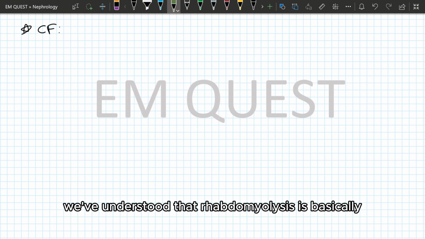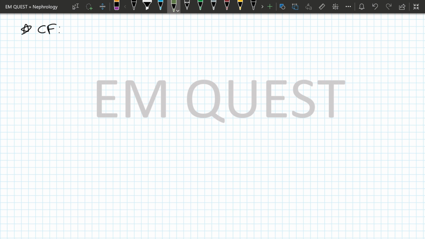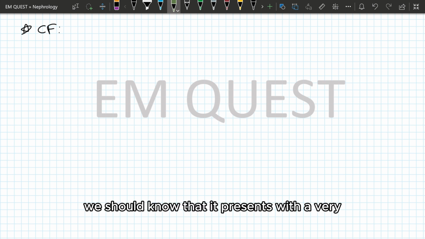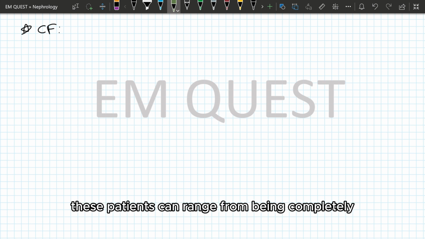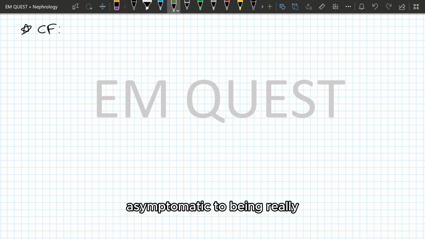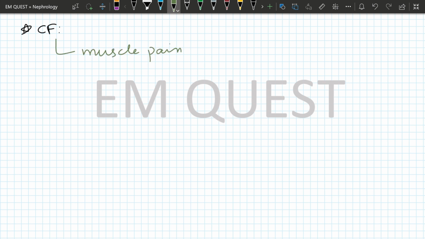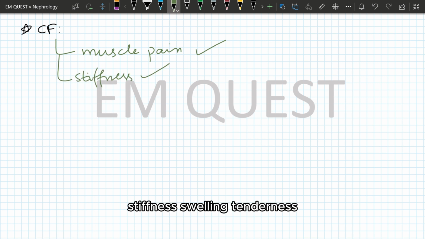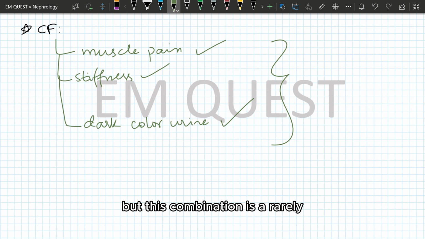So now that we've understood that rhabdomyolysis is basically our striated muscle getting affected, we should know that it presents with a very wide variety of signs and symptoms. These patients can range from being completely asymptomatic to being really sick. The classic presentation of rhabdomyolysis is muscle pain, which is localized, stiffness, swelling, and tenderness, combined with very dark colored urine. But this combination is rarely, if ever, found in patients.